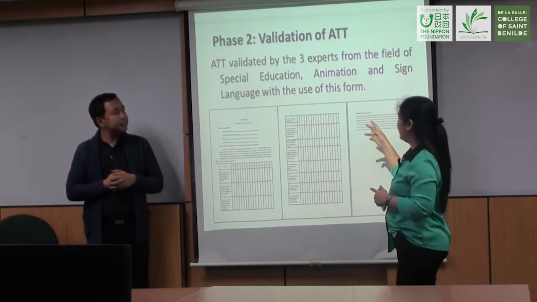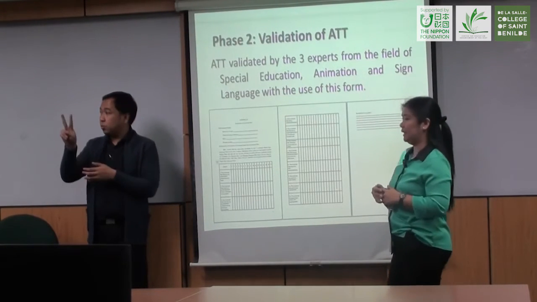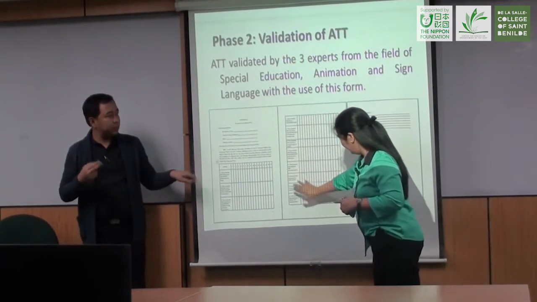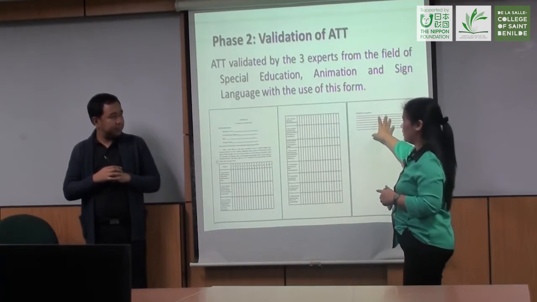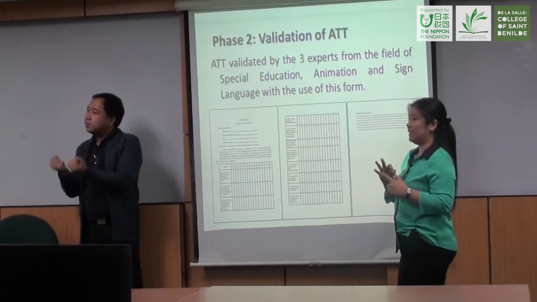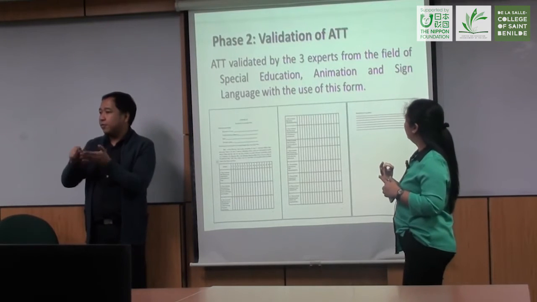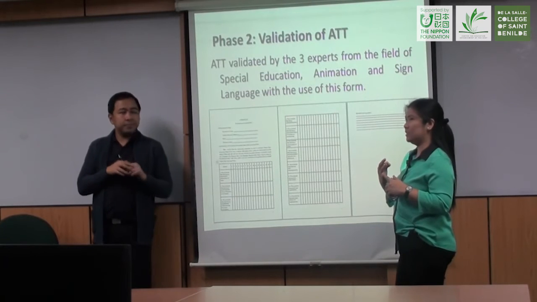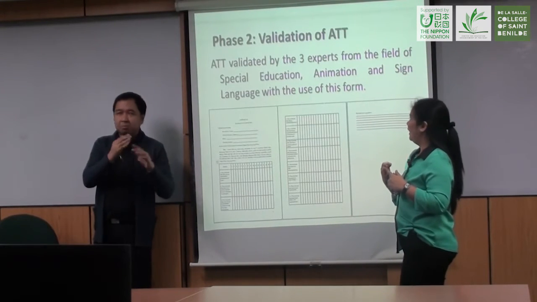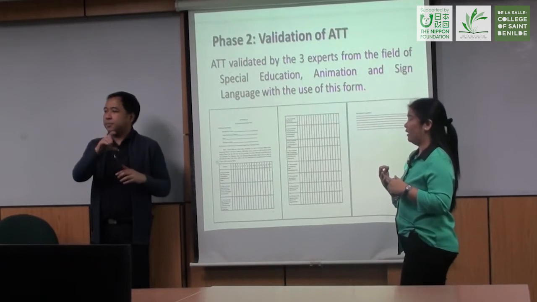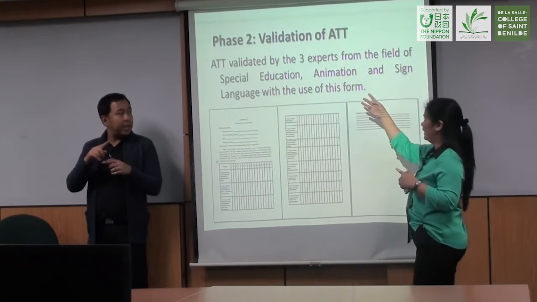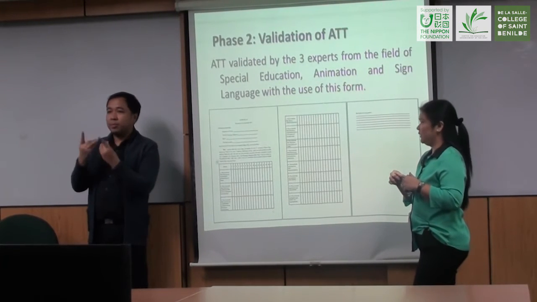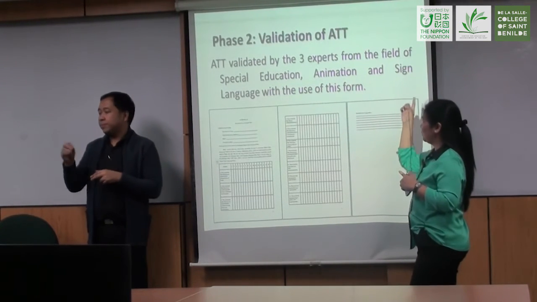The second phase is the validation of the app. Here's the form that I used. There are 11 items. And here are the suggestions and comments of the 3 validators. One came from special education, who has been teaching for more than 10 years, Grade 1 and 10. Another is from our animation department, Sir Chino, and an expert in sign language.